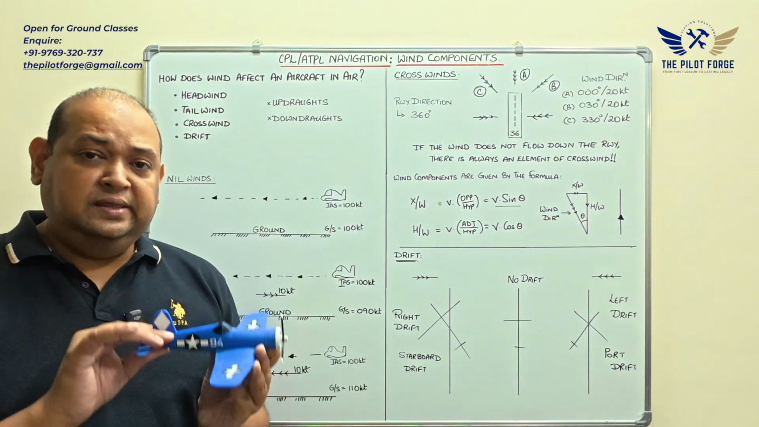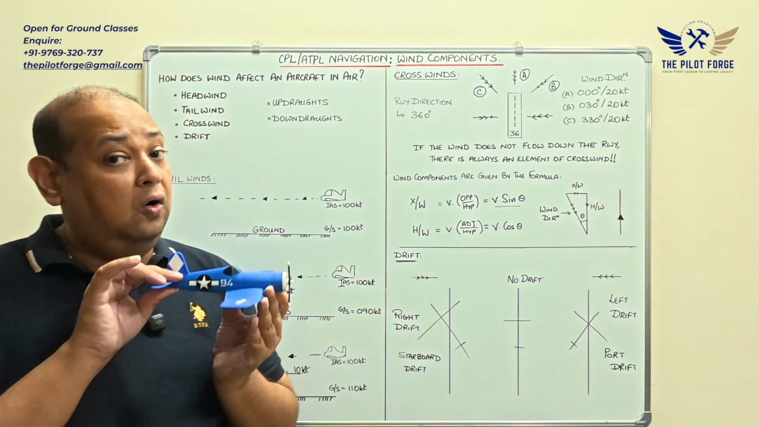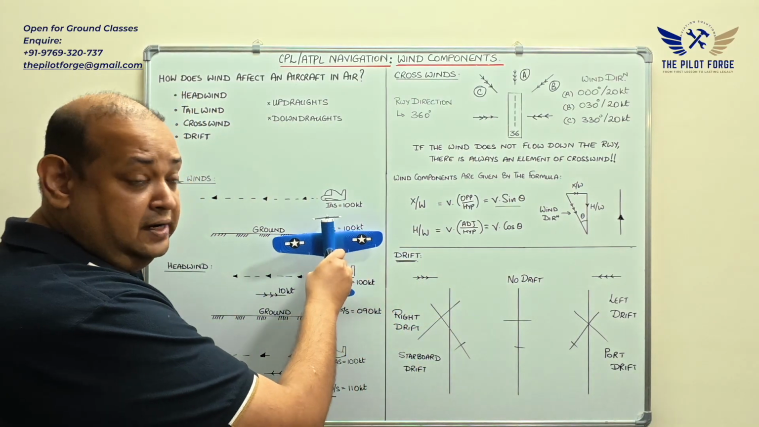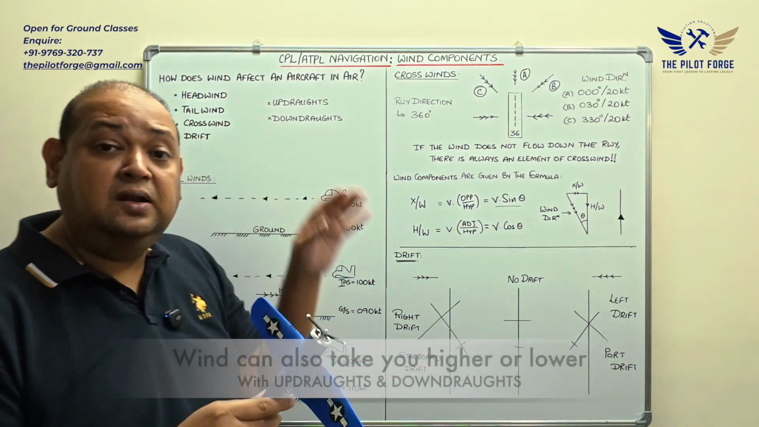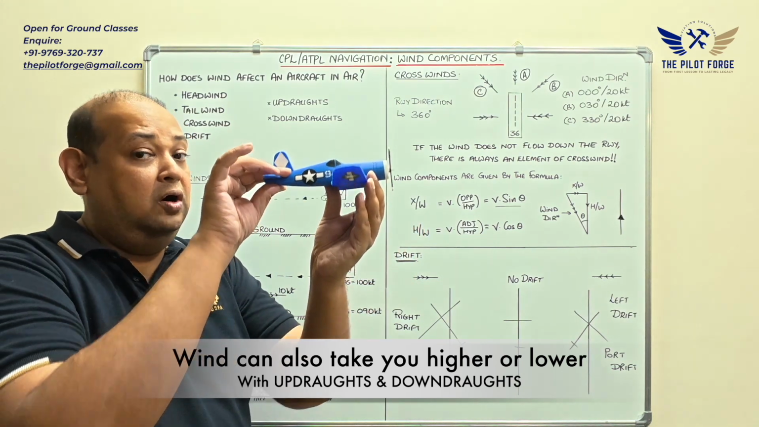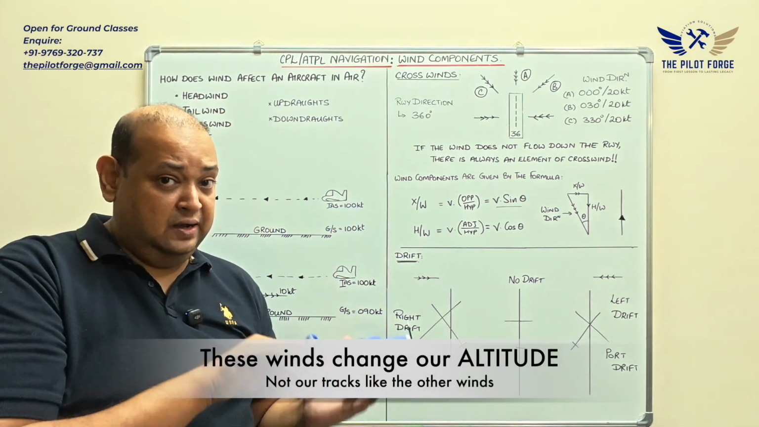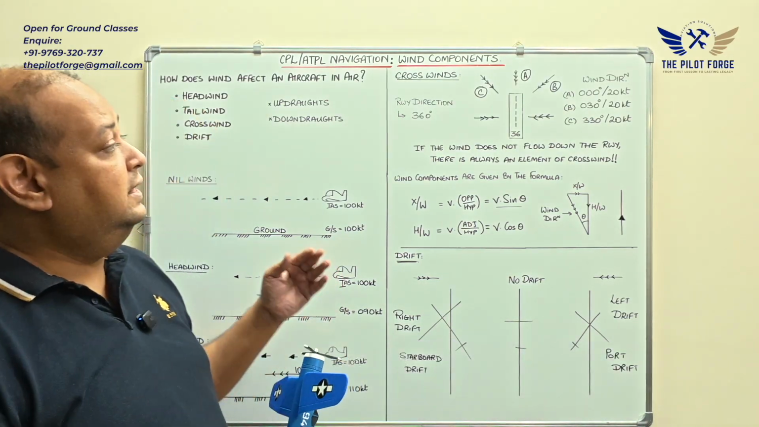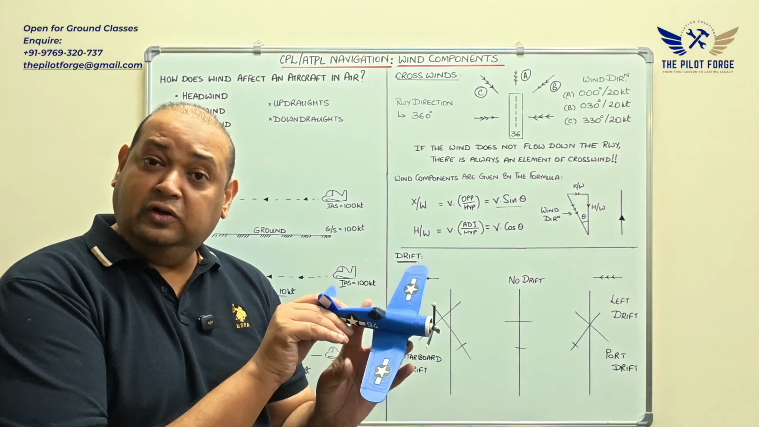Okay? With this, we have now learned that winds can make us go faster or they can make us go slower. They can also drift us left off track or drift right off track. But winds can also make us climb in an updraft or descend in a downdraft. But updrafts and downdrafts don't change our track, they change our altitude. It is important to know, but we will cover it in more detail when we cover meteorology. All right?